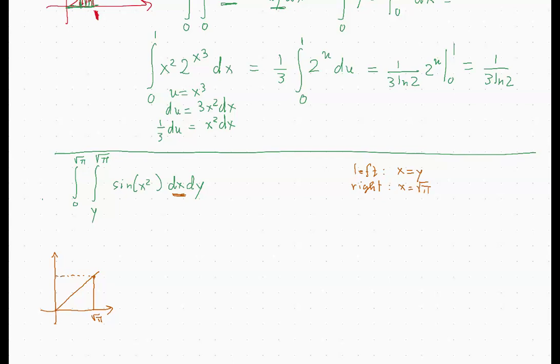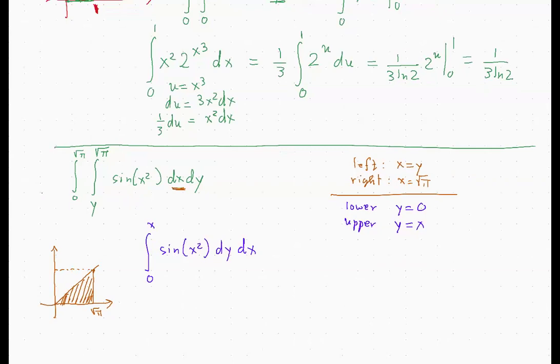Okay, so now it's easy to reverse this. And what is the lower boundary? The lower boundary is going to be y equals 0, and the upper boundary is going to be y equals x. So now this integral can be written as sine of x squared dy from 0 to x, and dx, where the horizontal range of all these vertical integrations is going to be from 0 to square root of pi.